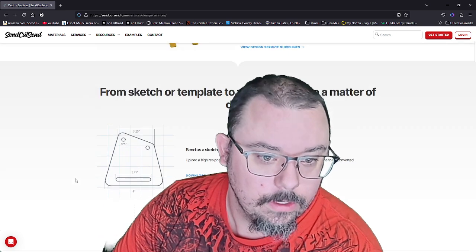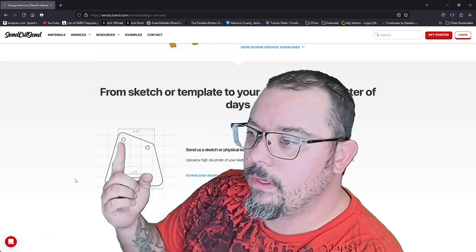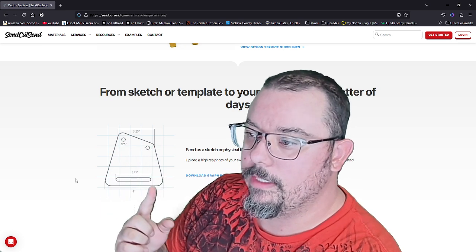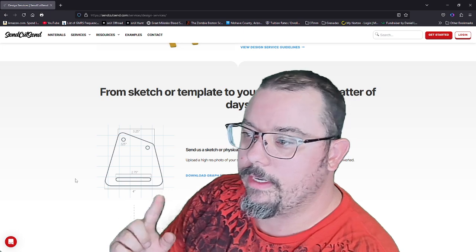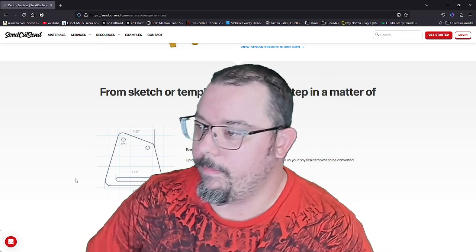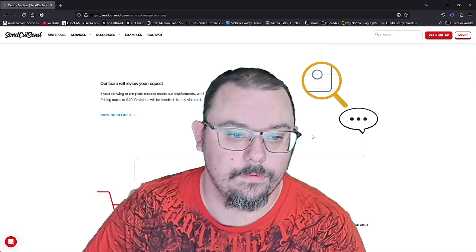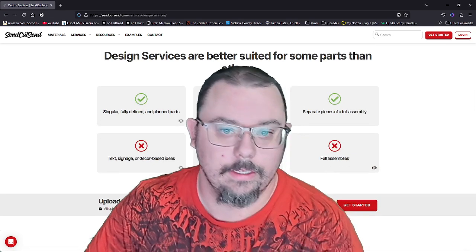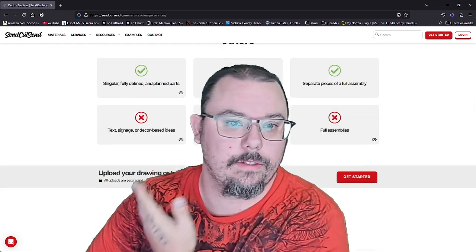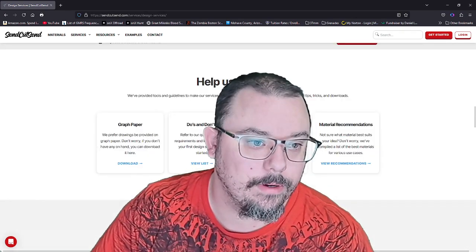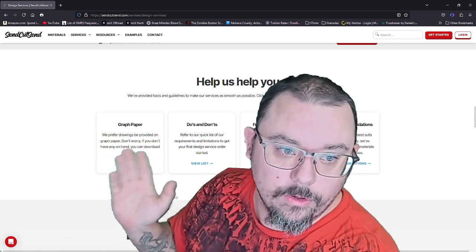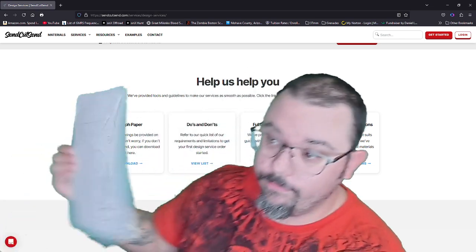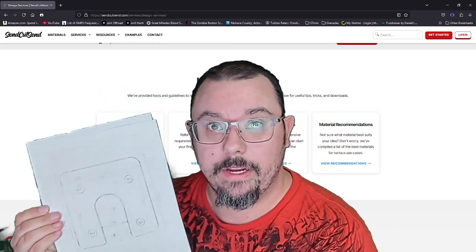And look, distance to distance and hole size, distance to distance for this cut, side to side here. Oh, look, they can figure it out. It's like precise, intact templates, graph paper. We prefer drawings to be provided on graph paper. Don't worry if you don't have it on hand, you can download it here. Graph paper. They can't figure it out?